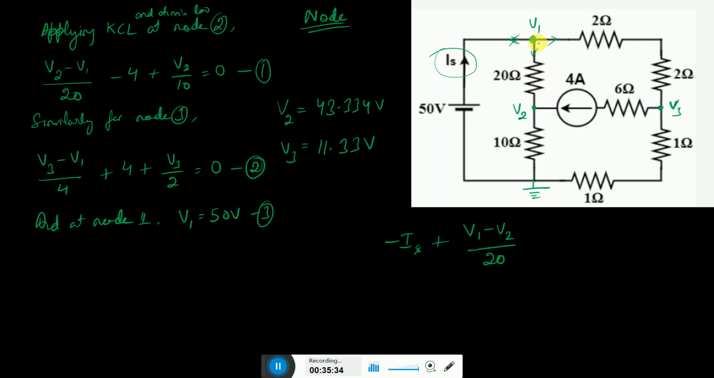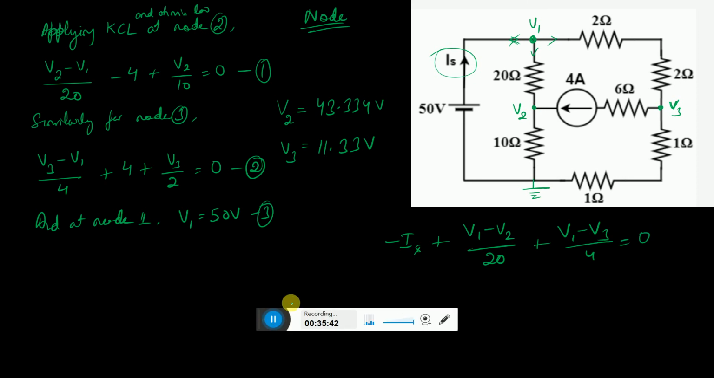Then you have the current going in this direction, (V1 minus V3) by 4, equals 0. Once you put the values of V2 and V3, you get that IS is equal to 10 amperes. So again you're getting the same answer, IS equal to 10 ampere, by using node analysis.